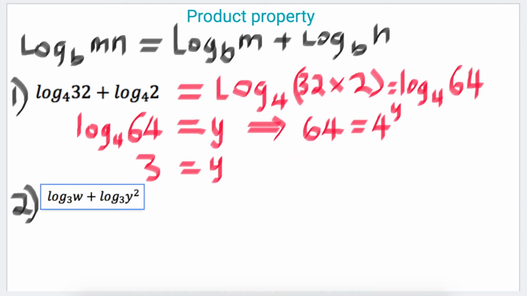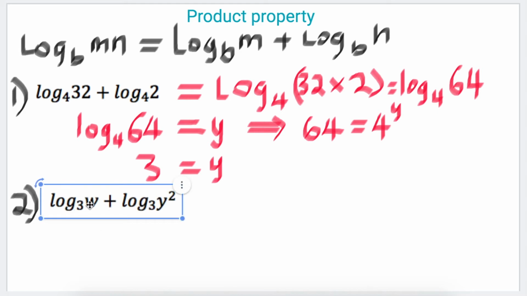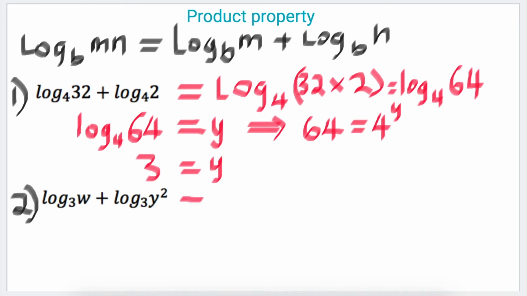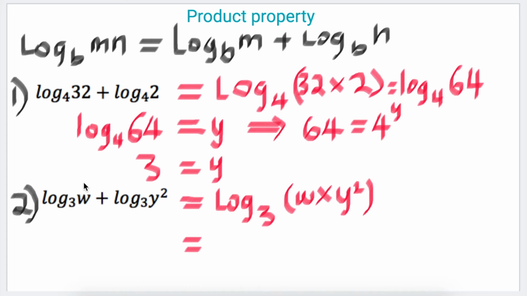Another example that we can look at is log base 3 of w plus log base 3 of y squared. So in this case here, we actually have variables, we have expressions. So let's go ahead and use the product property, which says that we need to multiply the two expressions. So we're going to multiply w times y squared because the bases of the two logarithms are the same. When you multiply w and y squared, you just end up with w times y squared because the two terms are unlike terms, and this is the simplified expression.